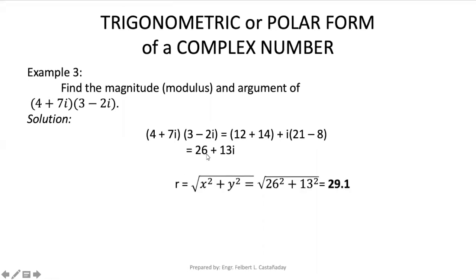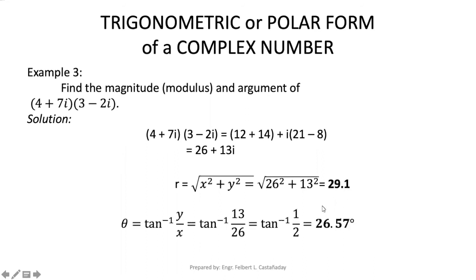Now that we have this result, we can determine the modulus. So we use the formula square root of x squared plus y squared. That's why we have 26 squared plus 13 squared, and take the square root, so the answer is 29.1. This is the modulus or the magnitude or the absolute value of the complex number. Now for theta, we get the arctangent of 13 over 26, or the arctangent of 1/2, which is 26.57 degrees. So this is the argument or the amplitude of the complex number.